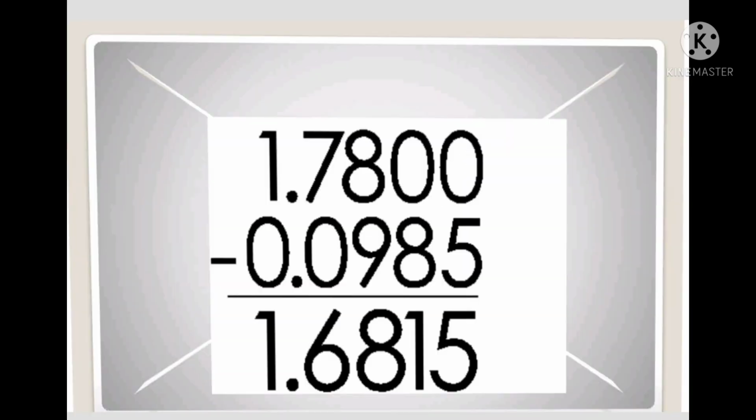So this is how you need to add decimals. Dear children, in this session we studied how to add decimal numbers.